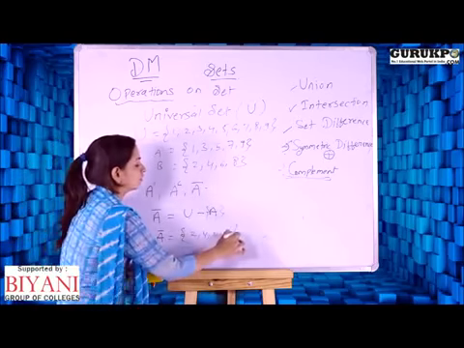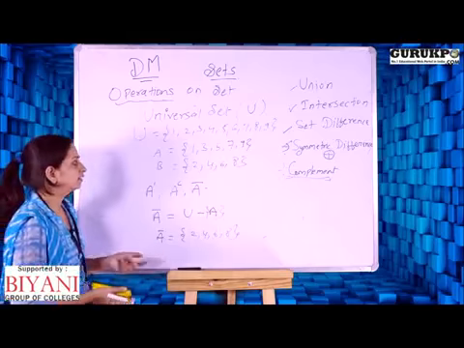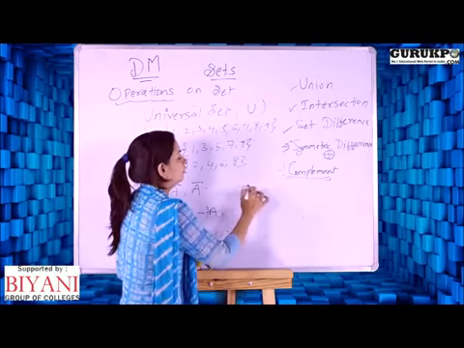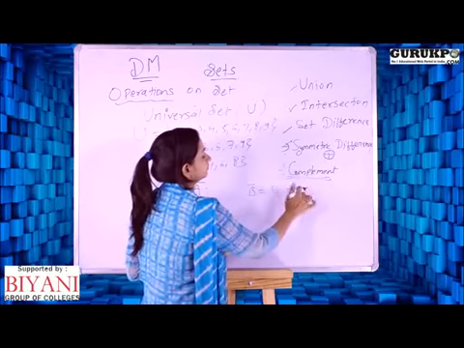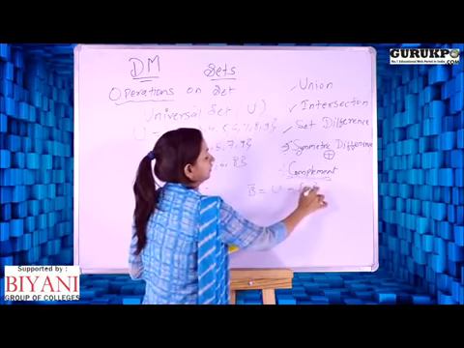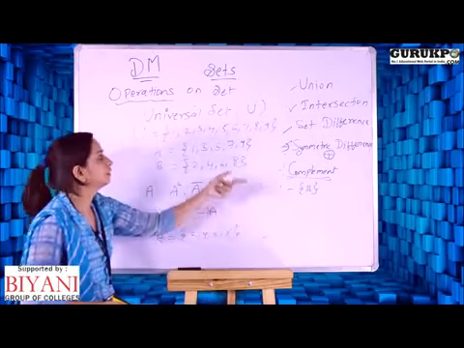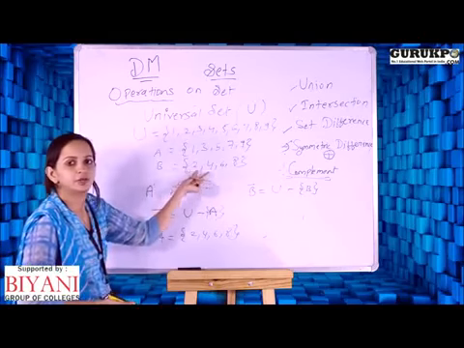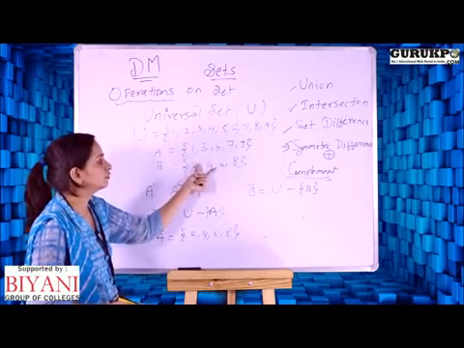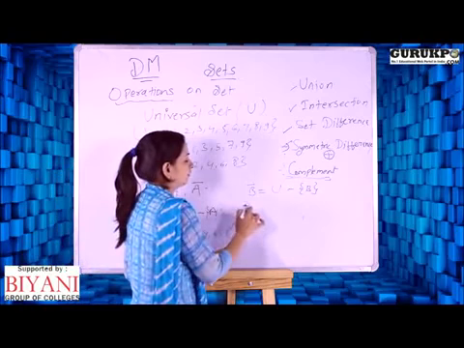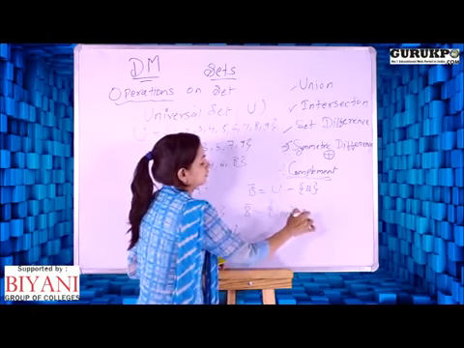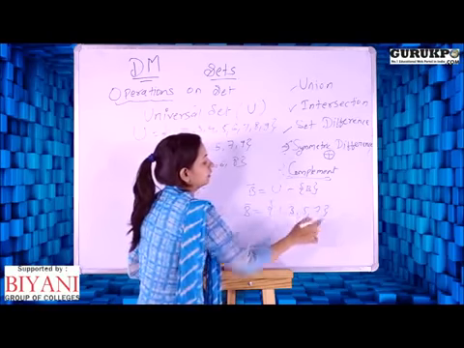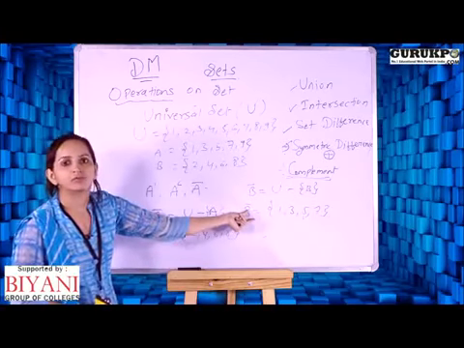So this is the complement of set A, and if I find the complement of set B, what is this? This is U minus set B. So this is U and this is B, 2, 4, 6, 8, and if you do U minus B, then what will you get? B bar equal to 1, 3, 5 and 7. So this is the set of the complement of B.